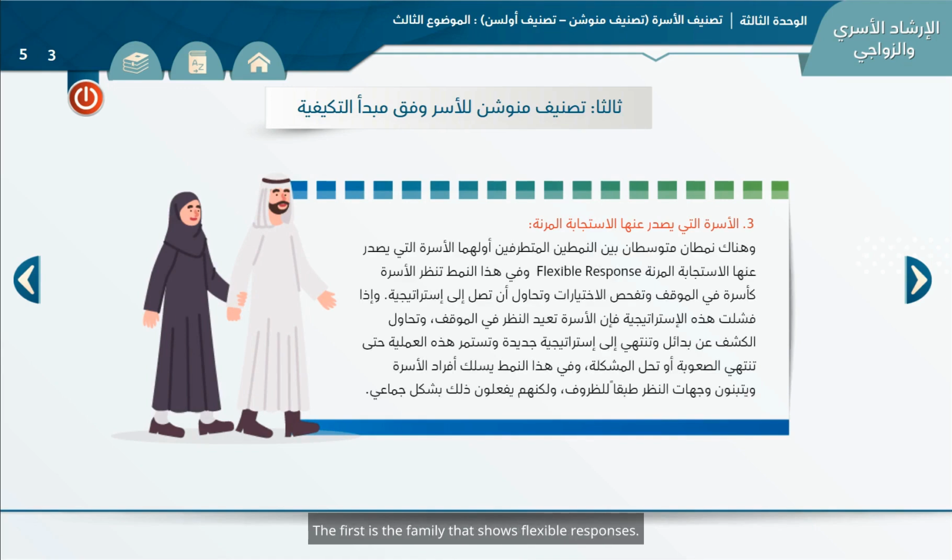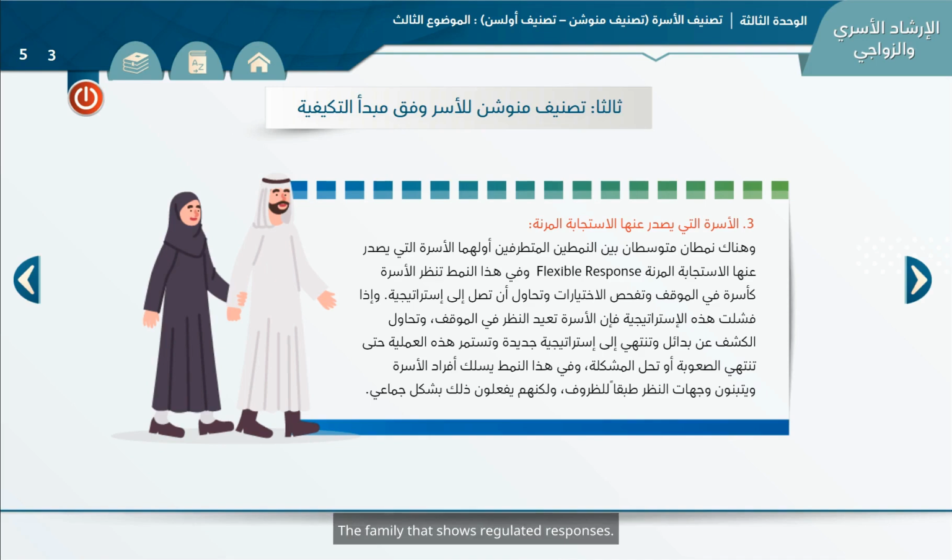The first is the family that shows flexible responses. In this pattern, the family looks at the situation as a whole, looks at their options, and develops a strategy. If this strategy fails, the family reassesses the situation and finds alternatives to reach a new strategy. This continues until the issue is resolved. In this pattern, family members behave and take views according to the circumstances.